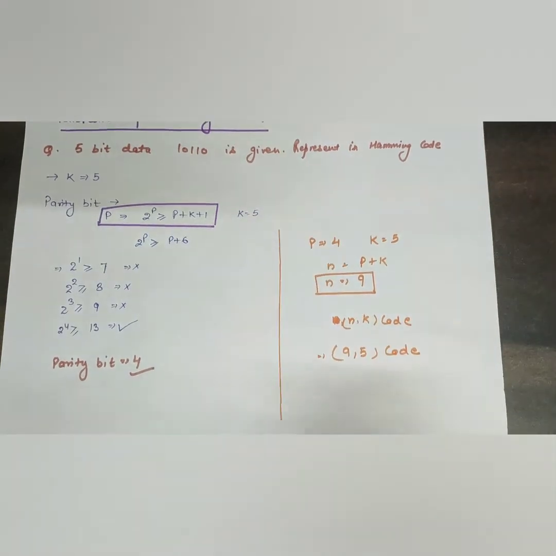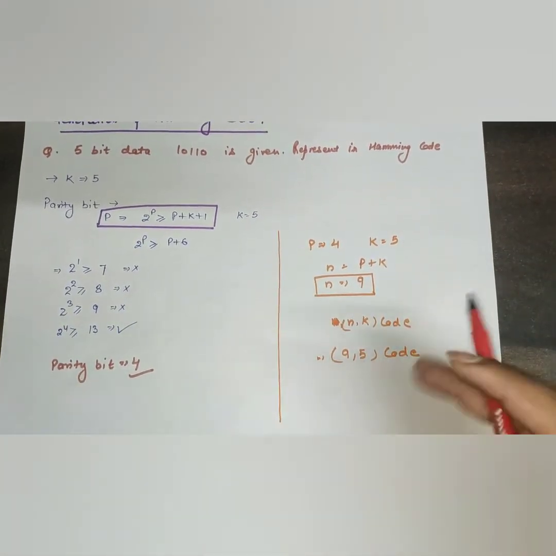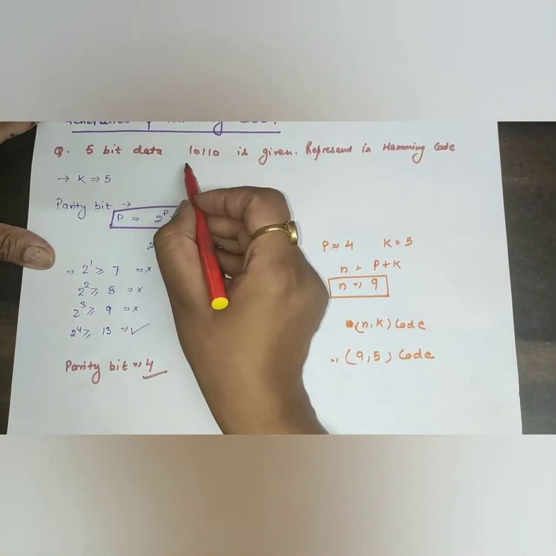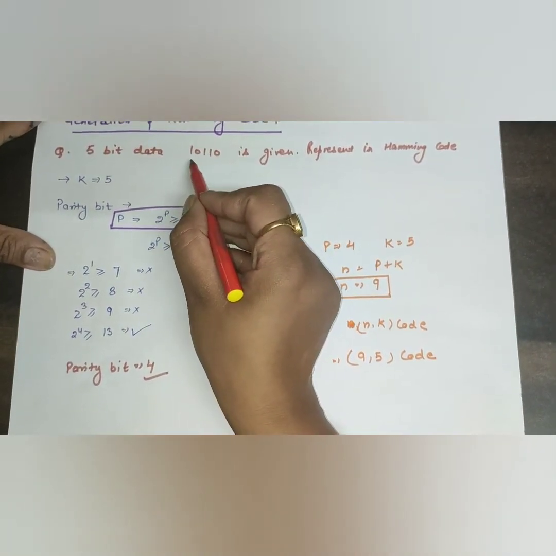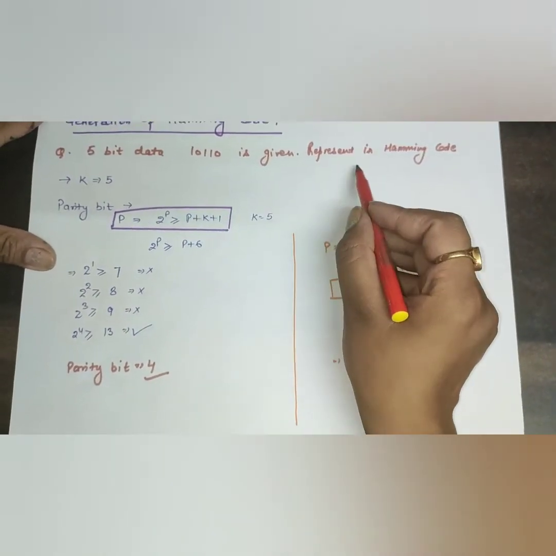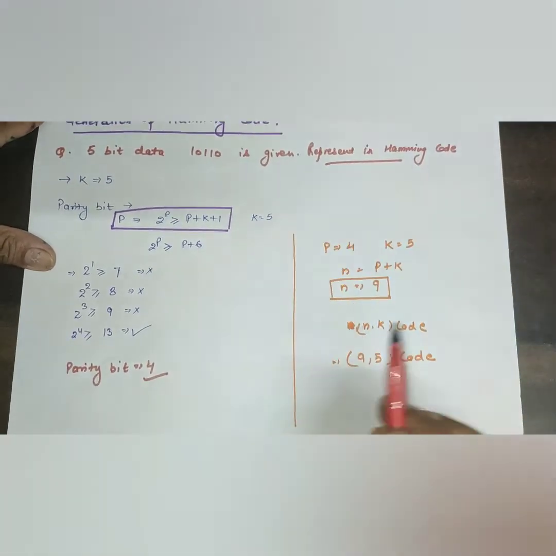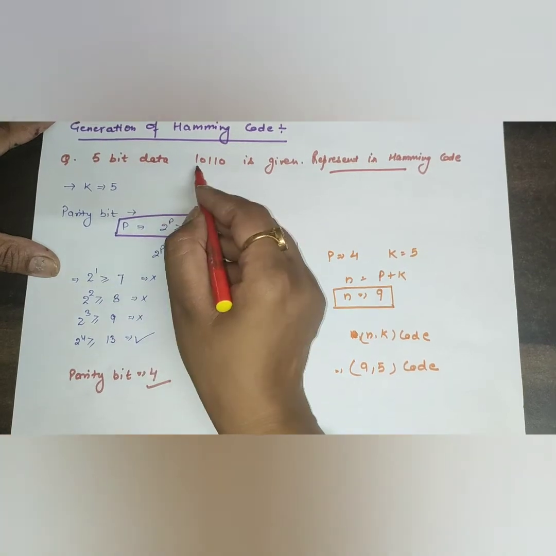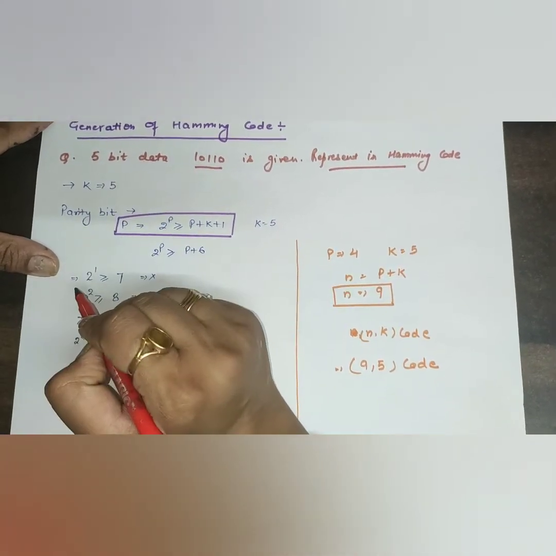Here is a question. We should check our parity. So here 5-bit data 10110 is given, represent in Hamming code. We should represent it in Hamming code. So here number of bits is 5. So k equals 5.